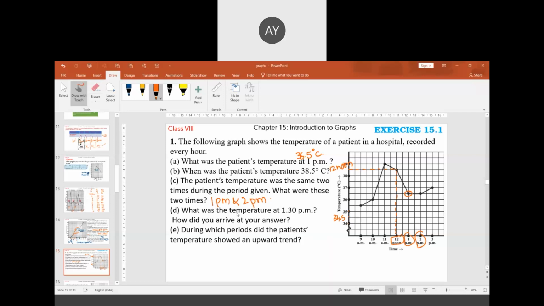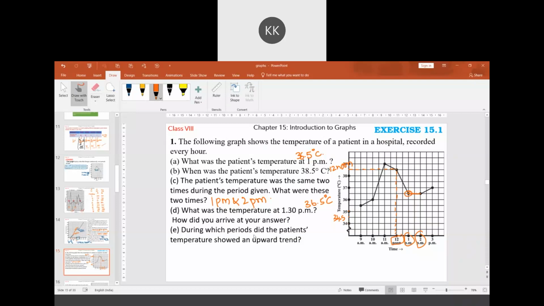What was the temperature at 1:30 p.m.? 36.5 degrees Celsius. Because it was the same during 1 p.m. and 2 p.m., the middle will also be the same. Correct. Now you can see there is a straight line. There is no variation here. So the temperature has to be the same throughout. It is 36.5 degrees Celsius.